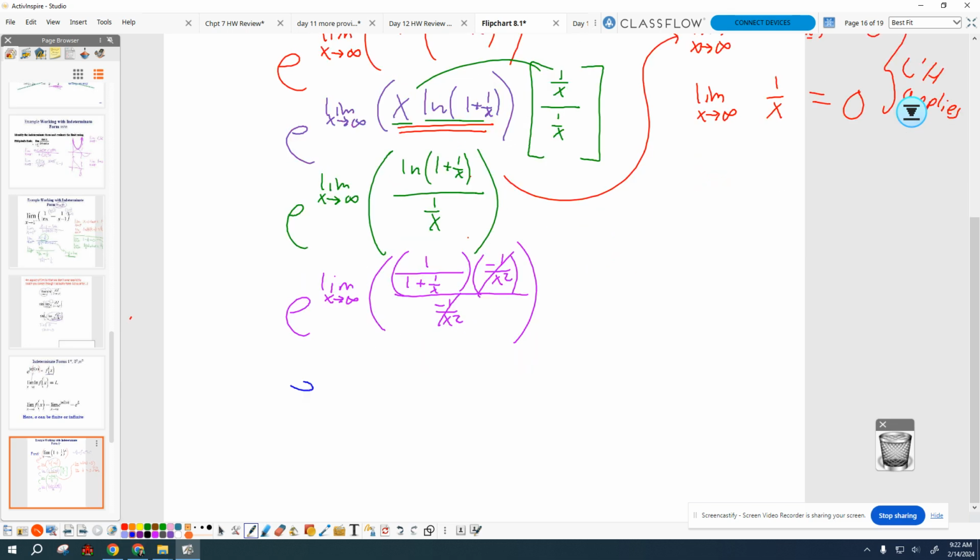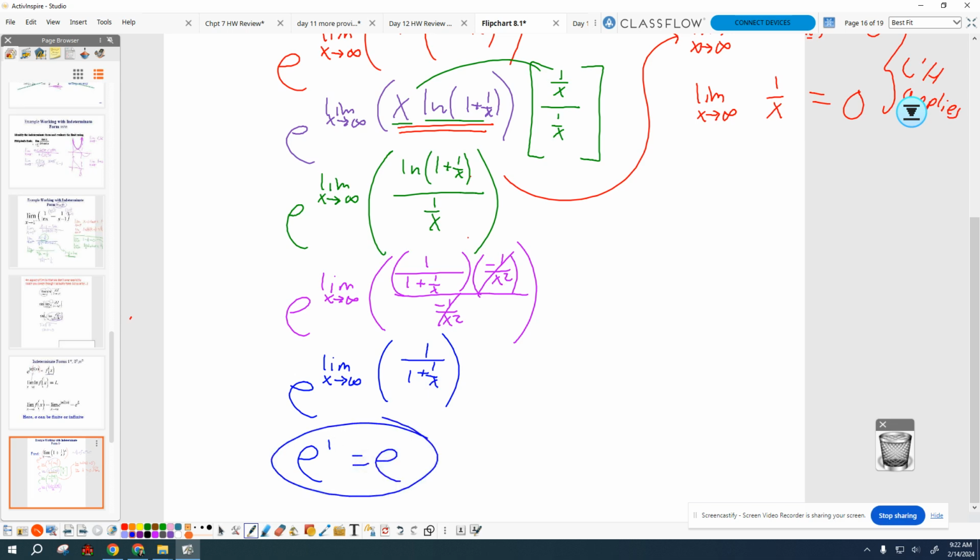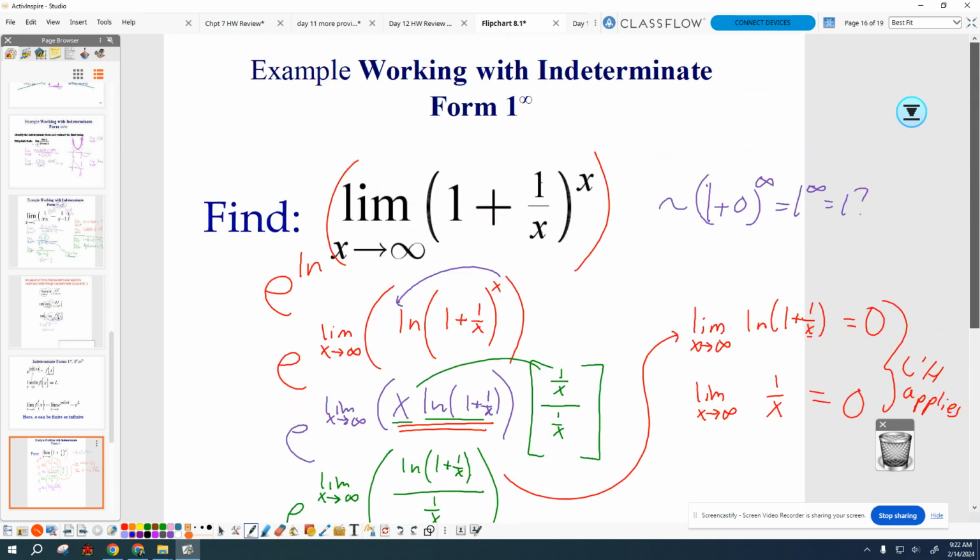And this becomes e to the limit as x approaches infinity of 1 plus 1 over x. Well, I can finally plug infinity in. 1 over infinity, basically 0, so this becomes e to the first, which is known as e. So all the way back up here, 1 to the infinity, in this case, for sufficiently large values of 1, it became 2.7 and change. It became e.